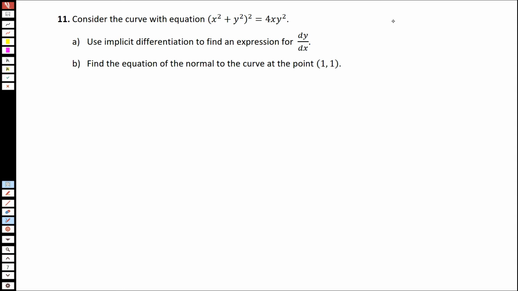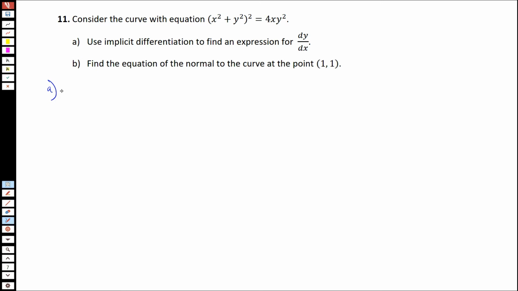For part A of this question, we are required to find dy over dx, and then for part B, we are required to find the equation of the normal to the curve at the point (1, 1). So for part A, we can just go ahead and start differentiating this equation implicitly. But before we differentiate, we need to expand it.